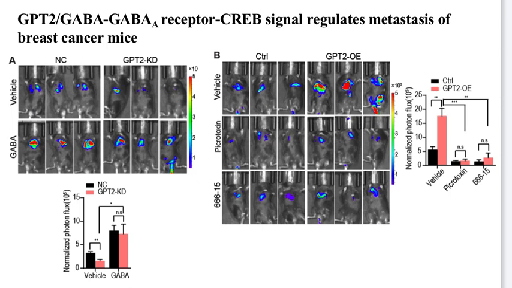We found that metastasis still occurred after GPT2 knockdown and GABA overexpression through 2 photon in vivo imaging experiments. After the application of GABA inhibitors and CREB inhibitor 666-15, the metastatic ability of GPT2 overexpression mice decreased.